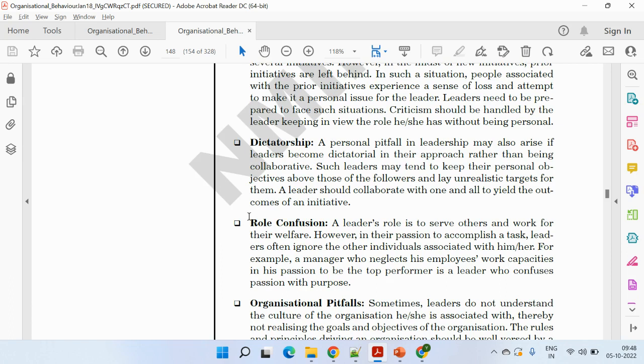wherein the leader becomes dictatorial in approach rather than being collaborative and discussing with the employees. Then role confusion. Sometimes there's confusion with the role, and he thinks that if he has been given a designated role, he can misuse that power. So role and designation are two different things a leader should keep in mind.